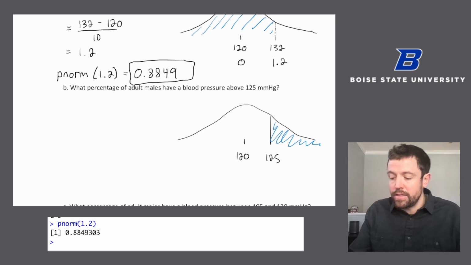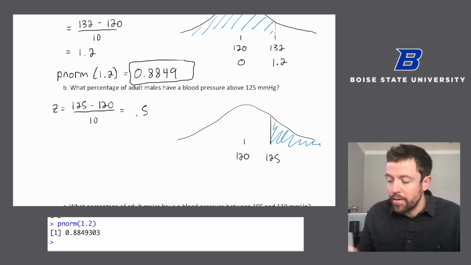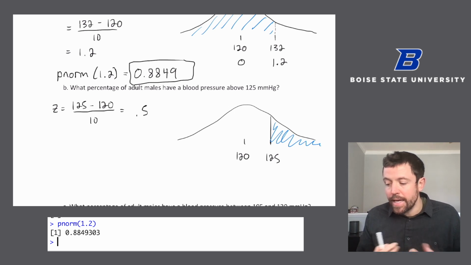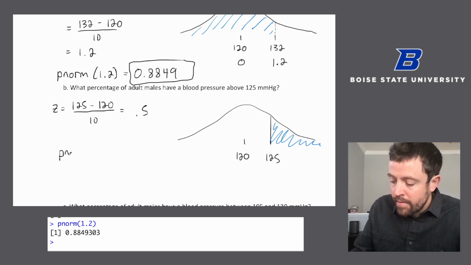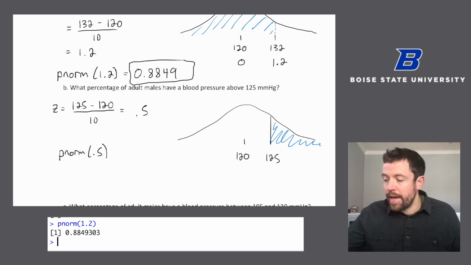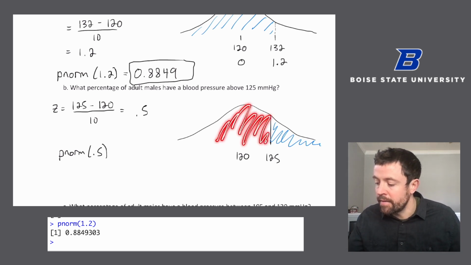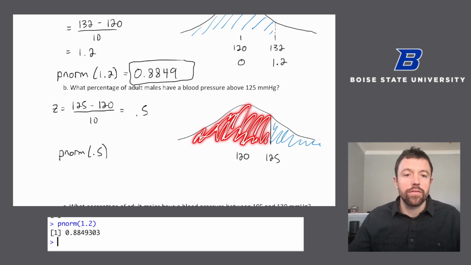I'm still going to calculate a z-score. So it's measured value minus mean over standard deviation. And I'm not going to type this into RStudio, but you could if you wanted to. It's 0.5, right? It's 5 over 10. And I can't just type in pnorm of 0.5. This won't give me the answer. Because remember, RStudio, while it can do a lot of calculations, it can't read our mind. And if I just type in pnorm of 0.5, it's going to calculate this area, because pnorm is always area to the left. It doesn't know that this question wants the area to the right.